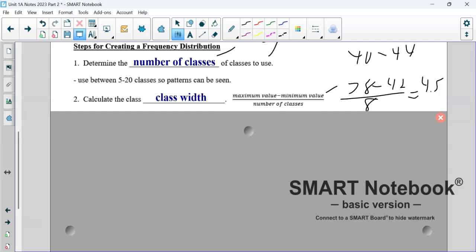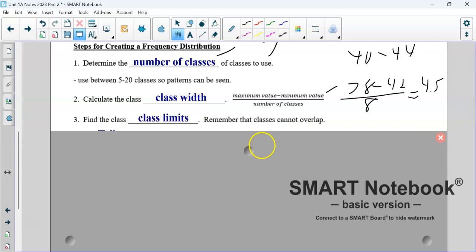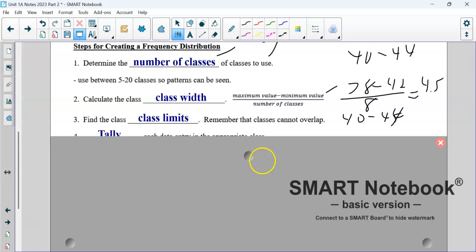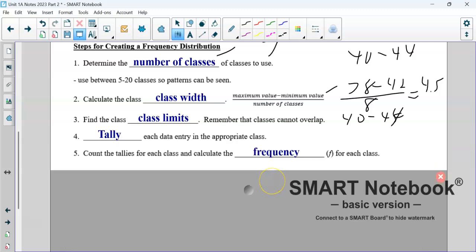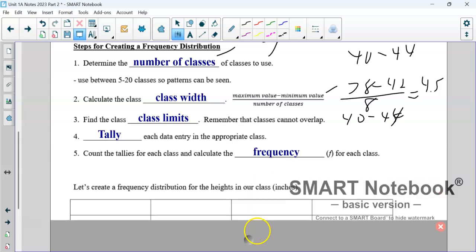Okay, so you could go either way. And we obviously did a group from 40 to 44, which is 5. Find the limits. Remember, they can't overlap. Okay, so that's why we did 40 to 44 for our first group, which is actually a group of 5 in each one. Then tally them all. So you'd go through and count and say, okay, this is how many in this group, how many in this group, and keep going through. And then count the tallies for the frequency to get the total number.